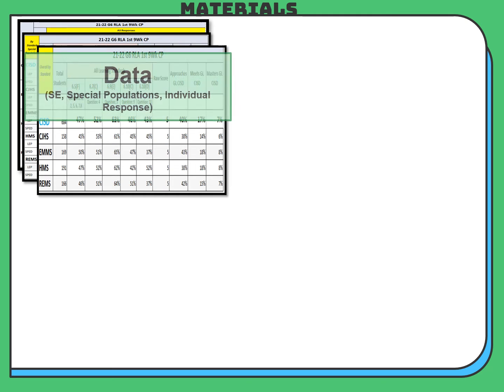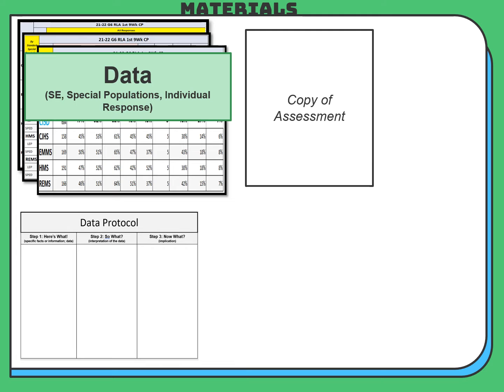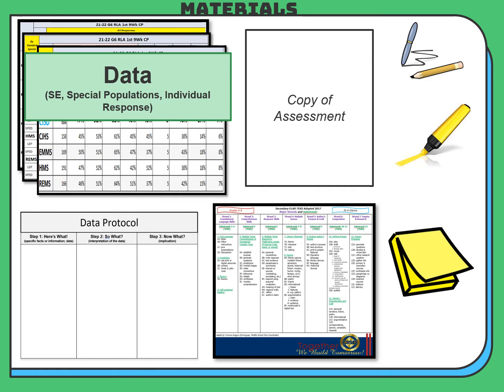So what are the materials that you will be needing? First, you'll need the data overall by standard for special populations, and individual response reports. You'll need a copy of the checkpoint, the data protocol handout, and the at-a-glance document, which has all the SCs. And of course, something to write with. Highlighters always come in handy for data analysis, and sticky notes, and those are optional.